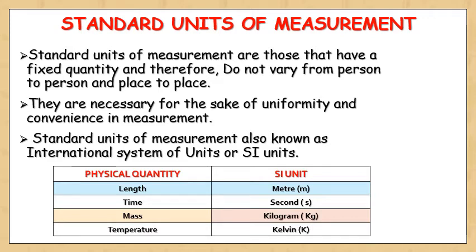Now, they are also known as International System of Units or SI units. In the given table, the SI units that are used in all the countries of the world for some physical quantities are given. Like for length, the SI unit is meter. For time, it is second. For mass, the SI unit is kilogram. And for temperature, it is Kelvin.